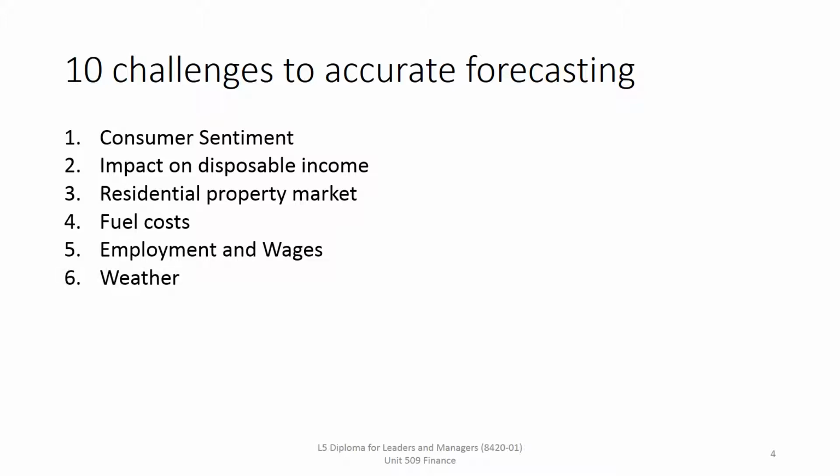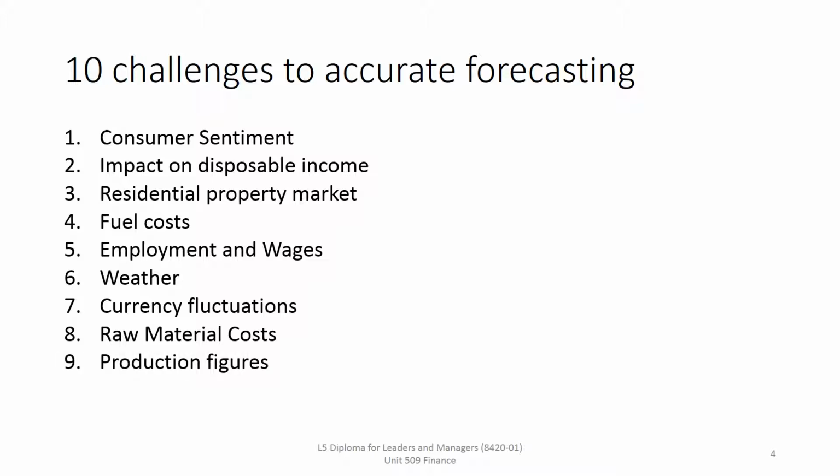one, the weather, currency fluctuations, if products are priced in dollars or in euros. Raw material costs, again, the cost of those going up can have a serious impact on your predictions, how your production figures are, and if there's any sort of impact on delays or things that have happened, and then finally any changes in laws or government policy which could impact on your forecasts.